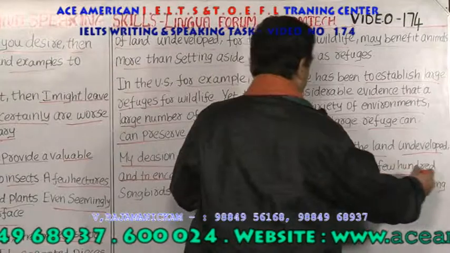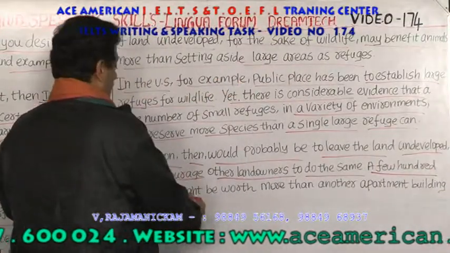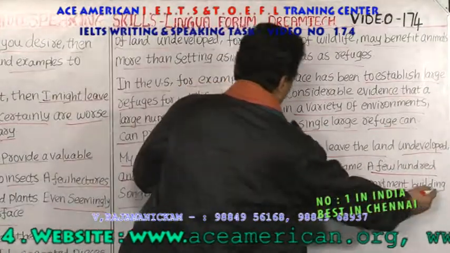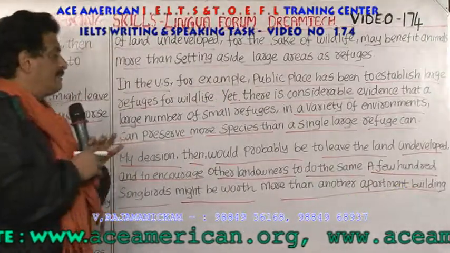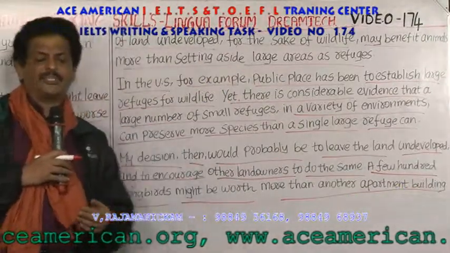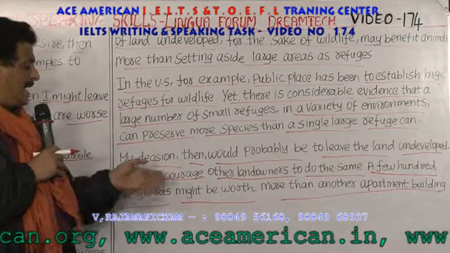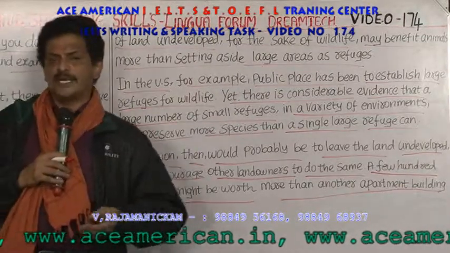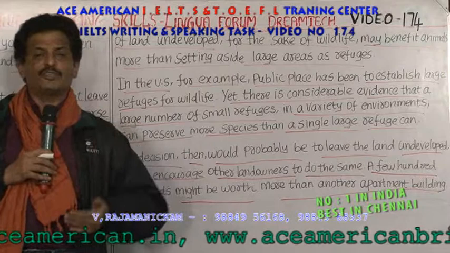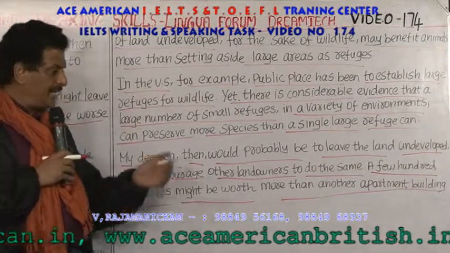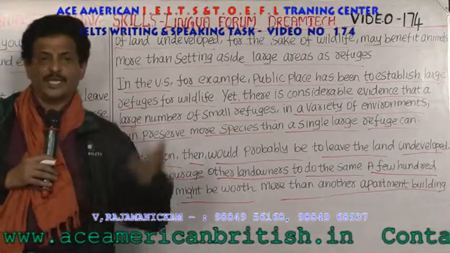A few hundred songbirds might be worth more than another apartment building. So he compares constructing an apartment building with a few hundred songbirds, and asks which is most important. Of course, he prefers the songbirds over one more apartment building.